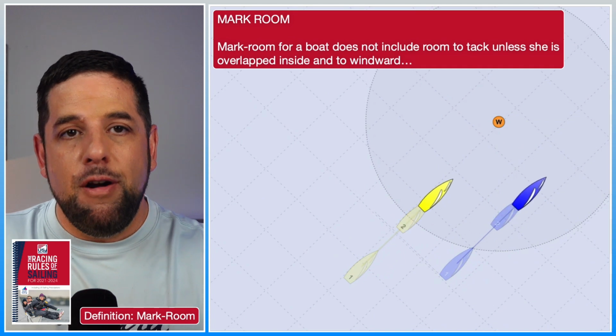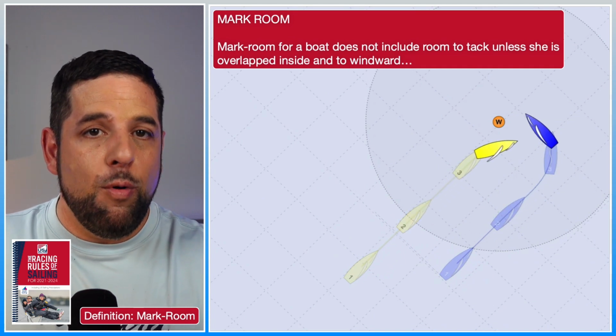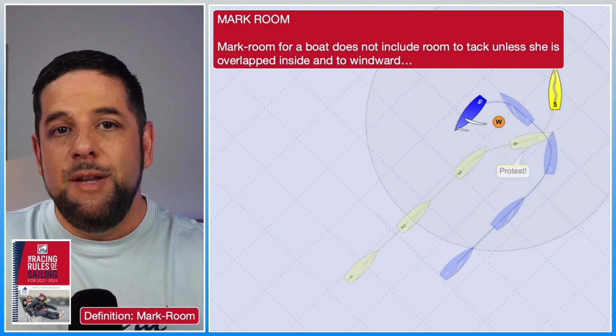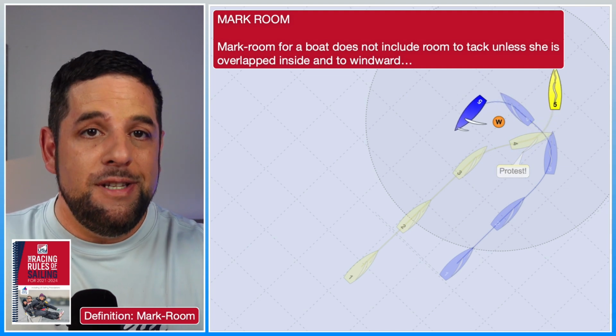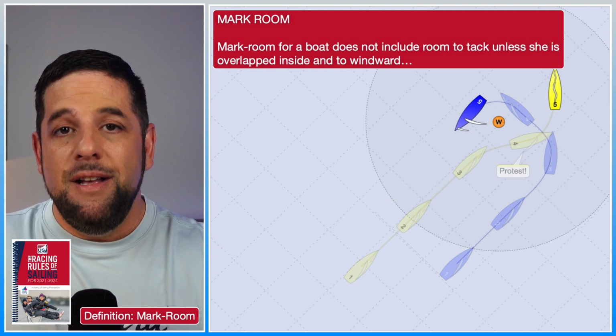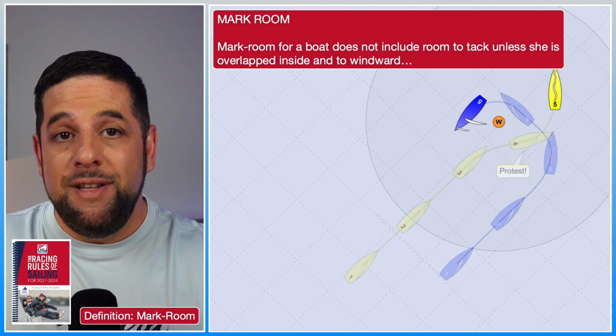Here's a slightly different scenario where again two boats are approaching the zone on port tack, except blue is clear ahead at the zone. Typically a boat clear astern must give the boat clear ahead mark room, but mark room does not include room to tack unless the boat is overlapped inside and to windward.